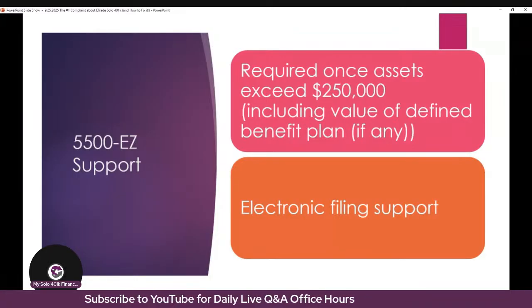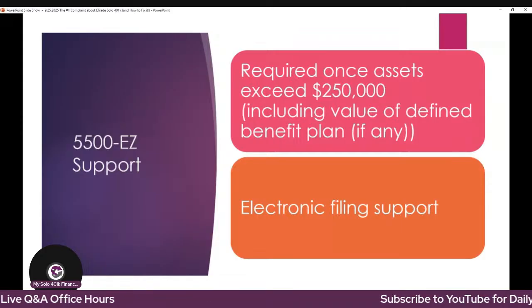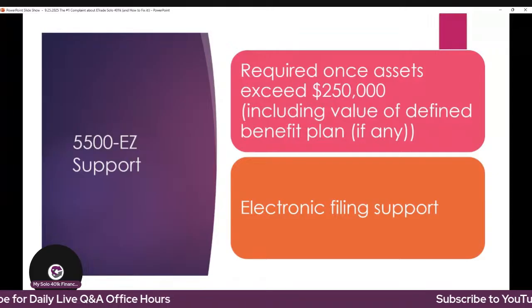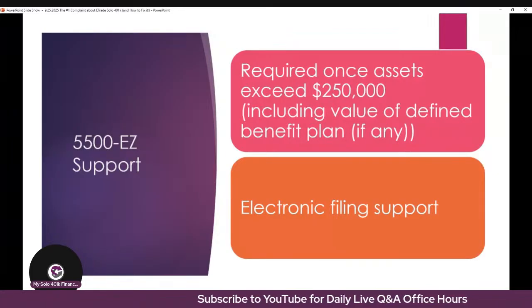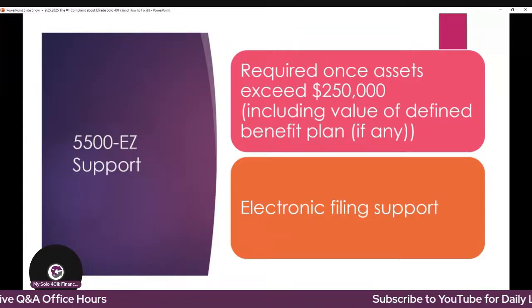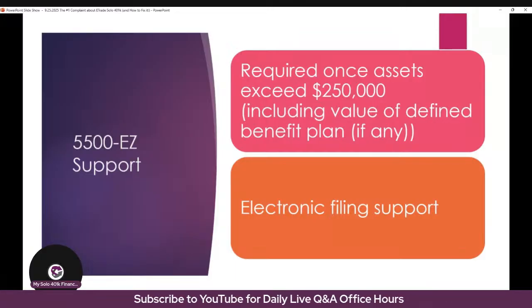5500-EZ support, another very important but missing feature with the E-Trade Solo 401k plan. So what is the 5500-EZ? Well, the Form 5500-EZ is an informational tax filing. Once the value of the plan, including the value of any defined benefit plan that might be sponsored by the self-employed business, once the total value exceeds $250,000, there is an informational tax filing requirement. So in other words, the business needs to file the Form 5500-EZ, which provides information to the IRS about the Solo 401k. E-Trade is not going to handle that 5500-EZ, even if the value exceeds $250,000.